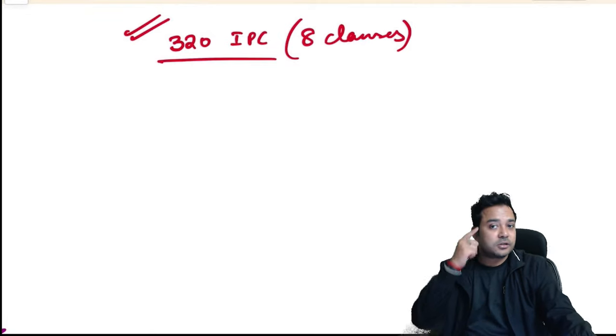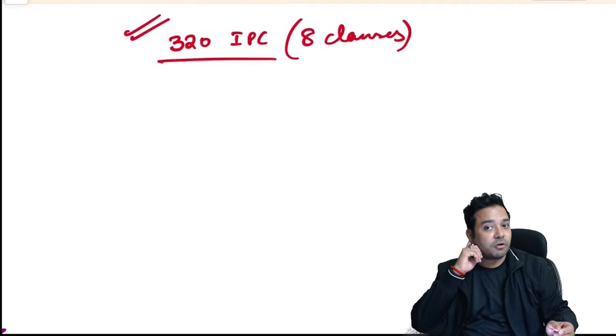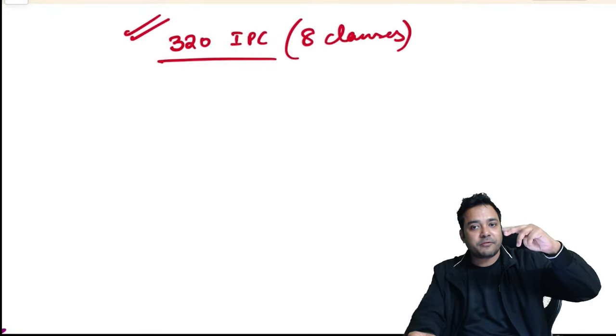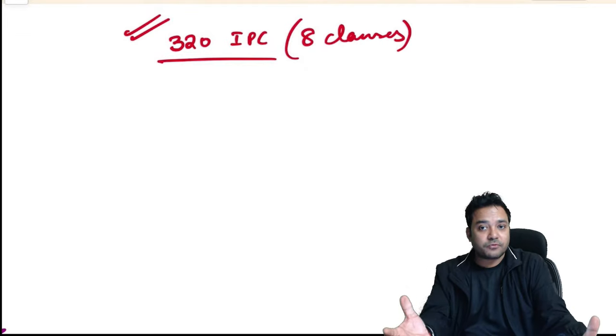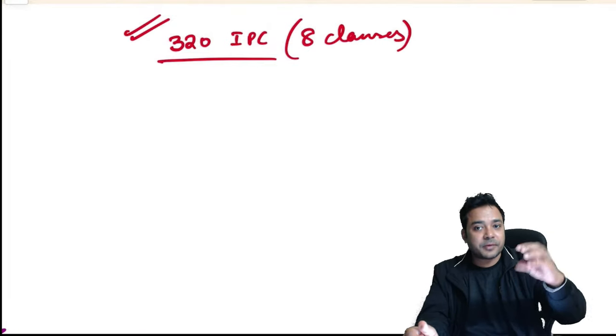Clause 2 is permanent loss of vision of either eye. Clause 3 is permanent hearing loss of either ear. Clause 4 is permanent privation of member or joint of the body. What do you mean by member? Any body part having its own function and which cannot regenerate if detached from the body. Clause 5 is loss of power of member or joint, which we remember as MJ.